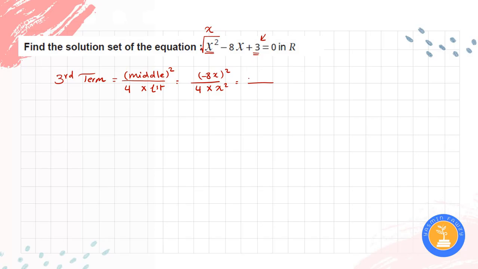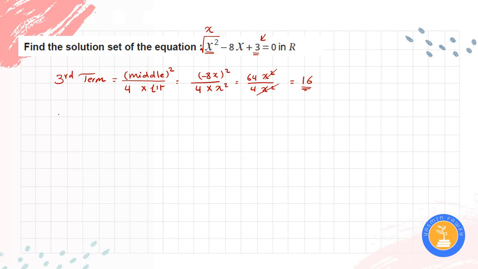Okay, let's square. Negative 8 to the power 2 equals 64. x to the power 2 divided by 4 x to the power 2. Okay, cancel x to the power 2 by x to the power 2. 64 divided by 4 equals 16. So the third term which I want to add is what? It is 16, as we figured out here.